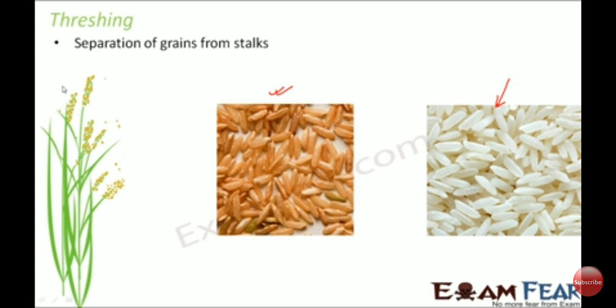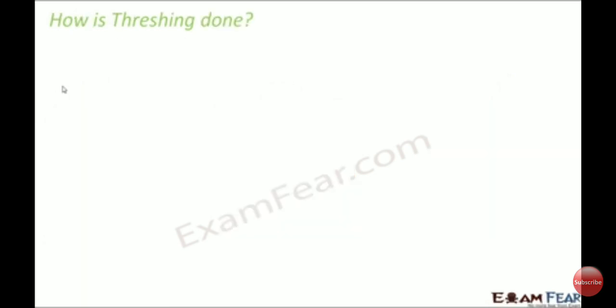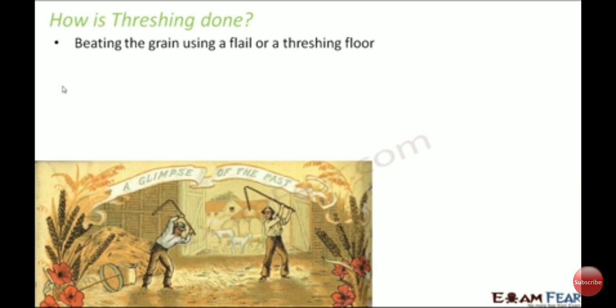So what do we do to separate these two? Let's see, because manually you just cannot pluck the seeds one by one. So there has to be some process due to which it will happen a little faster. The way threshing is done manually is beating the grain using a flail or a threshing floor. Now what's a flail? It is an agricultural tool which is used for threshing to separate grains from their husks. If you look at it, these guys are holding a long stick kind of thing. That is nothing but a flail.